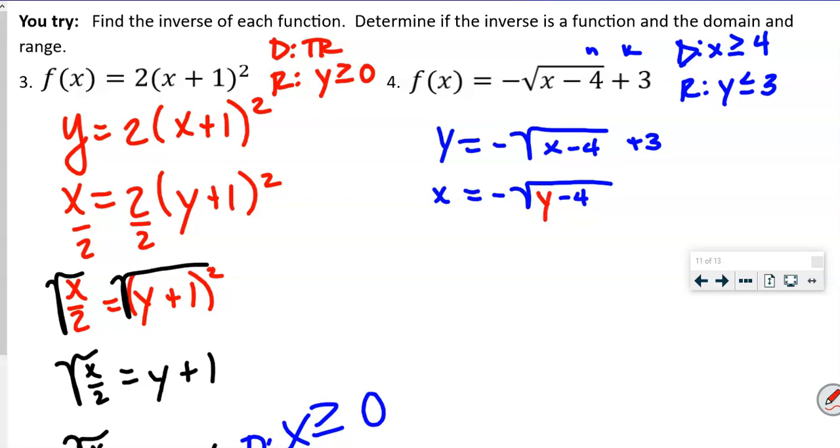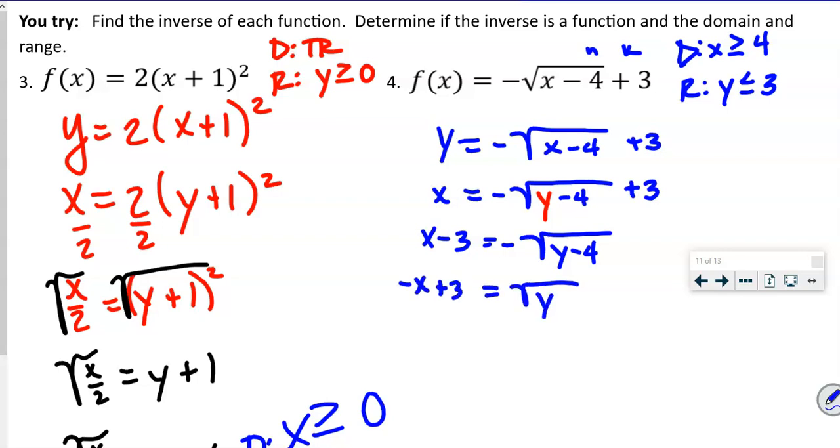Y minus 4 plus 3. So now what do I do first? Let's subtract that 3. So that's going to be x minus 3 equals negative square root of y minus 4. So let's go ahead and divide both sides by a negative 1, or multiply both sides by a negative 1. So that would give me a negative x plus 3 equals what? Square root of y minus 4.